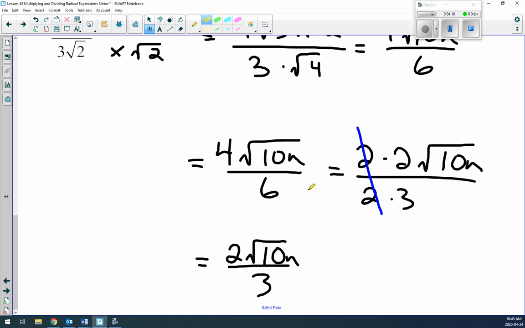What can you take out of both? That 4 can break down to a 2 and a 2, and the 6 can break down to a 2 and a 3. Basically, what you do is you can divide the 2 out of both the numerator and the denominator. You're reducing your radical. So we end up with 2 root of 10n divided by 3.